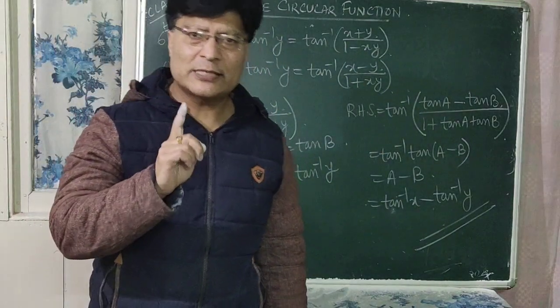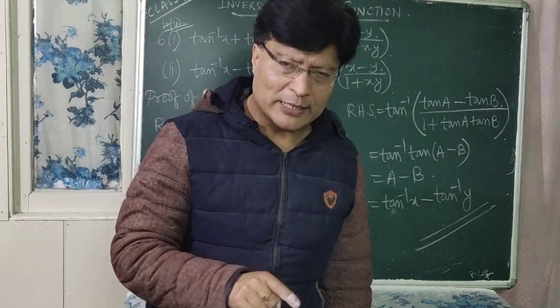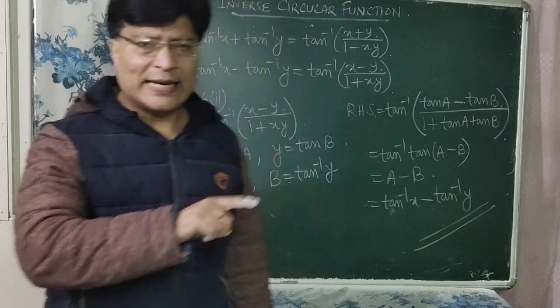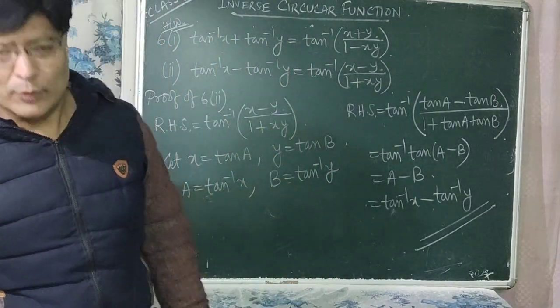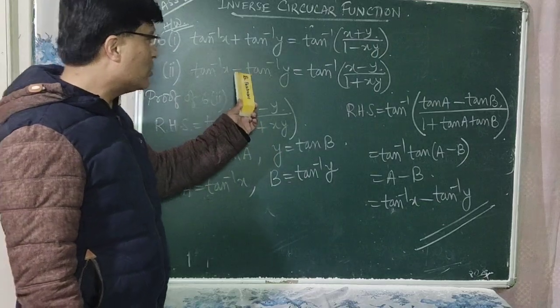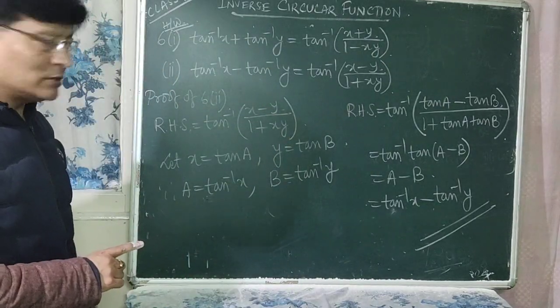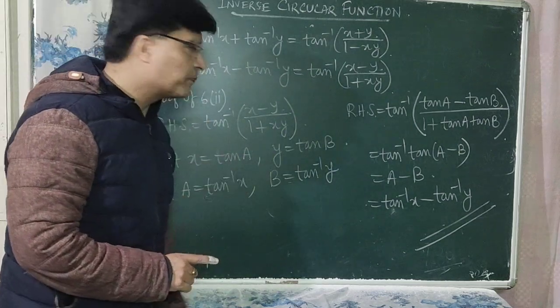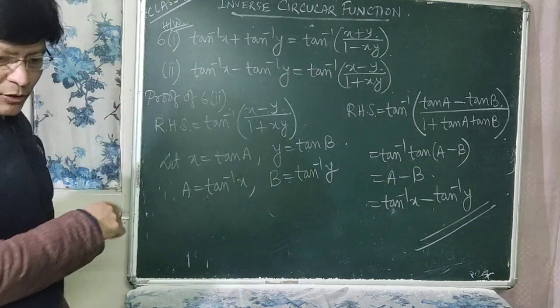That is tan inverse x plus tan inverse y is equal to tan inverse within bracket x plus y upon 1 minus xy, or it may be tan inverse x plus y upon 1 minus xy is equal to tan inverse x plus tan inverse y. Similarly, you can do both sides. So is it understood? Did you understand this proof? So number 1 is your homework. Okay, copy it.